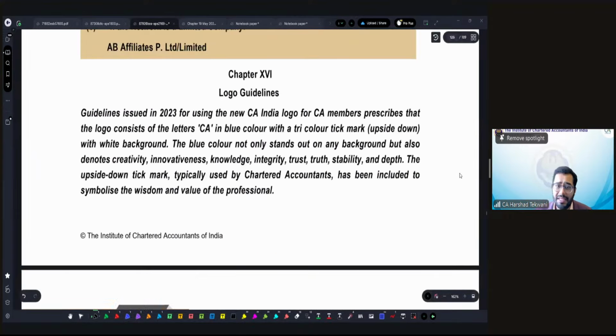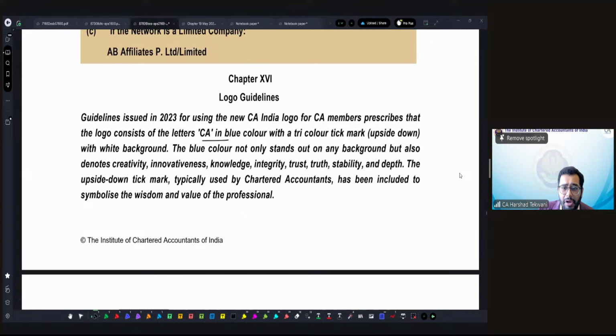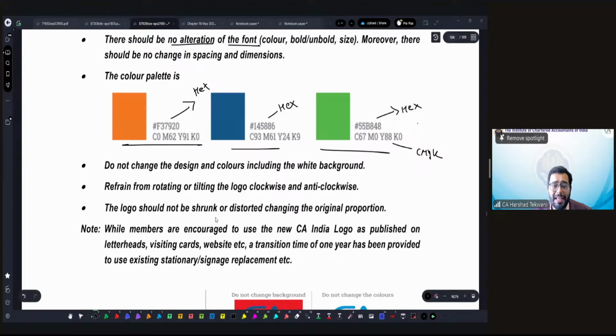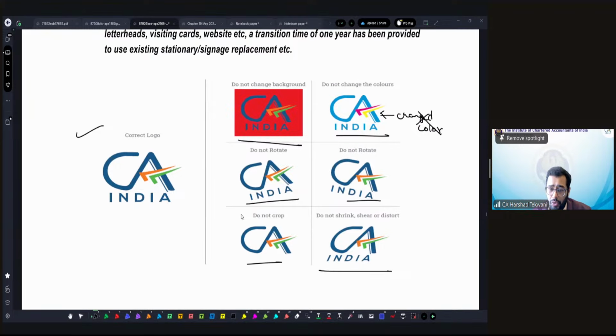It is a CA in a blue color with a tricolor tick mark upside down. That is the logo that we need to use as a chartered accountant in practice. We cannot use any other logo. Neither can we use the old logo. Remember that. You should not use the old logo. You should use the new one only.